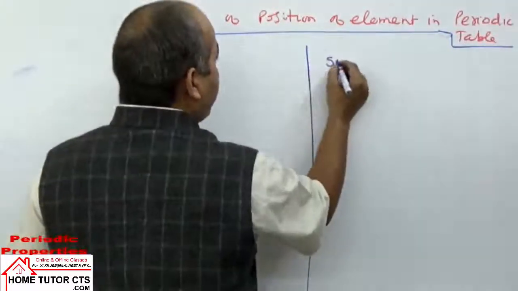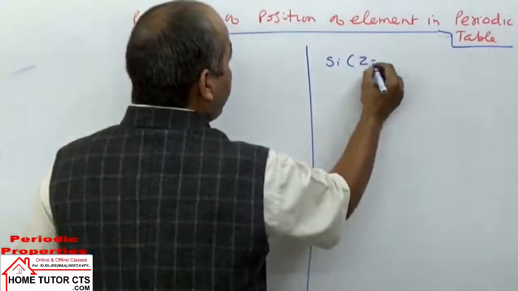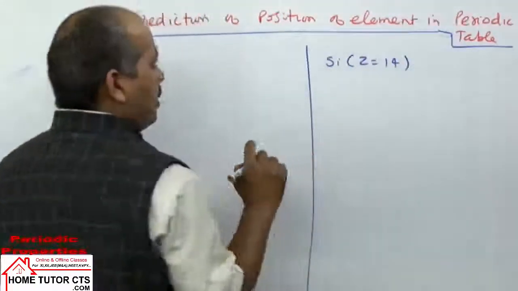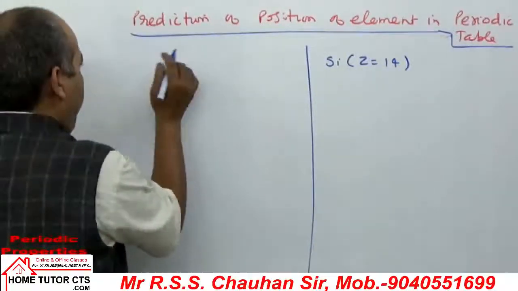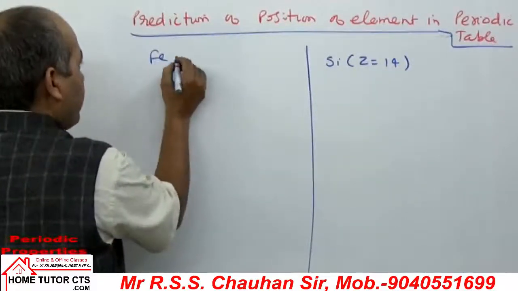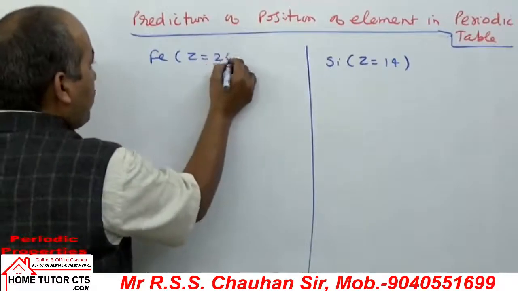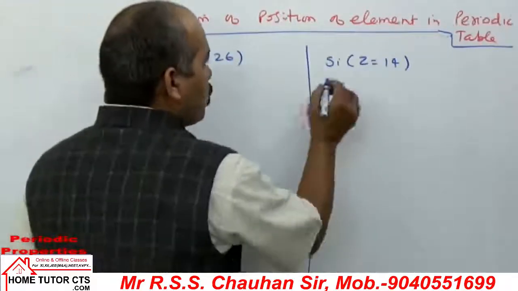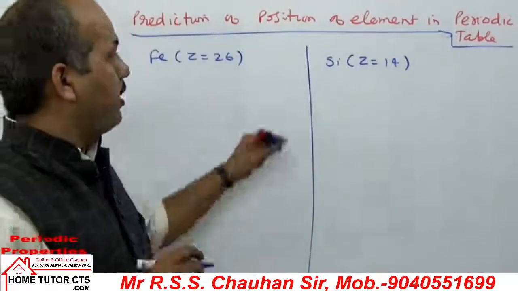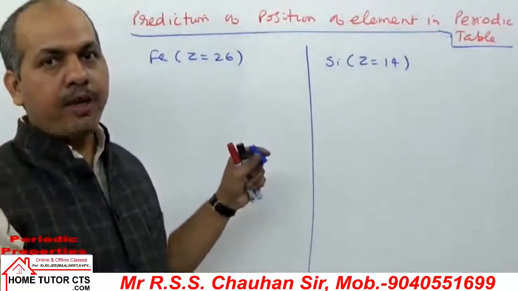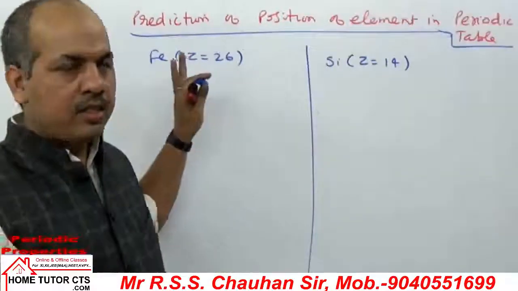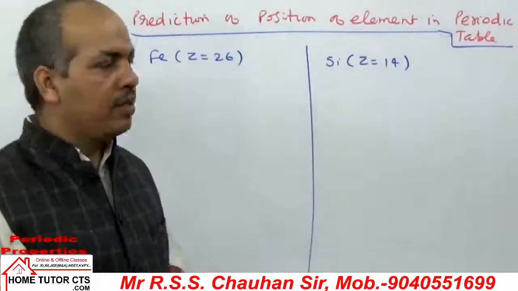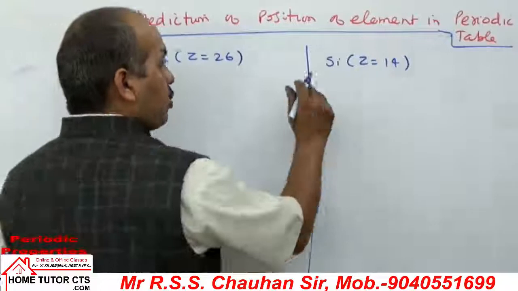Suppose the first element is silicon, atomic number 14, and the second element is, let's say, iron, atomic number 26. For these 2 elements, we want to know their period number, group number and block. So how to predict here? For the elements, first write the electronic configuration.